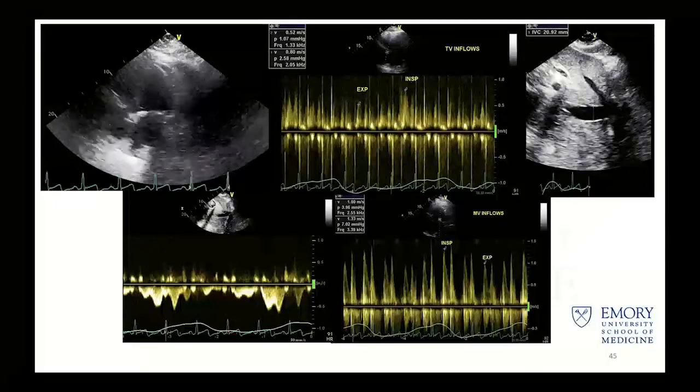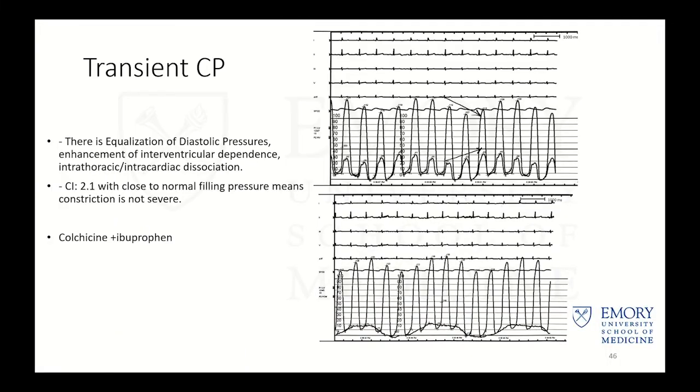So all these findings hinted towards doing the constriction study, and she had the same as our previous patients: the changes of RV and LV pressure and equalization in diastole during inspiration. And as I said, remember this gradient should be above 5 to think about constriction, and this patient's gradient is about 10. Okay, so she was treated with anti-inflammatories.